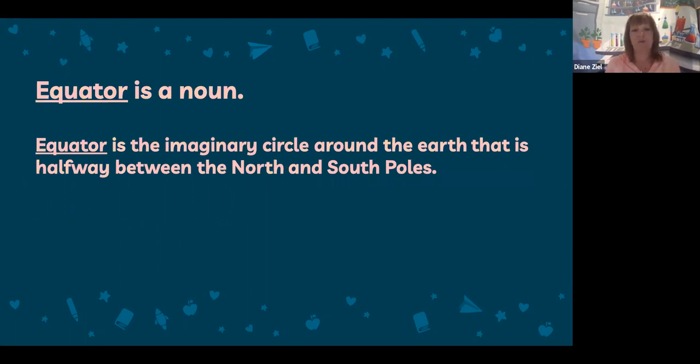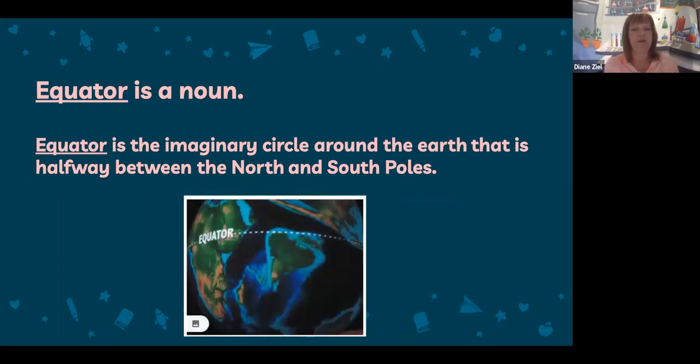Equator. Equator is also a noun. Equator is the imaginary circle around the earth that is halfway between the north and south poles. So if you drew an imaginary line around the globe or around the earth, that would be the equator, cutting the earth into two halves, the North Pole and the South Pole. You may have seen it on globes and maps. If we could imagine it actually being drawn on the earth, this is what the equator would look like.